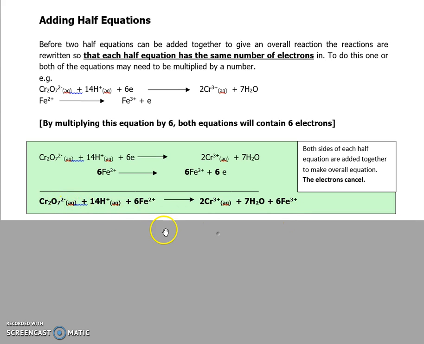So our final balanced equation is dichromate plus 14 protons plus 6Fe2+ gives 2 chromium 3+, 7 waters plus 6Fe3+. So this is a completely balanced equation in terms of atoms and charge.